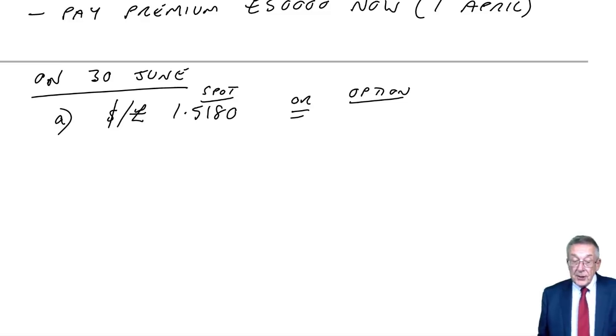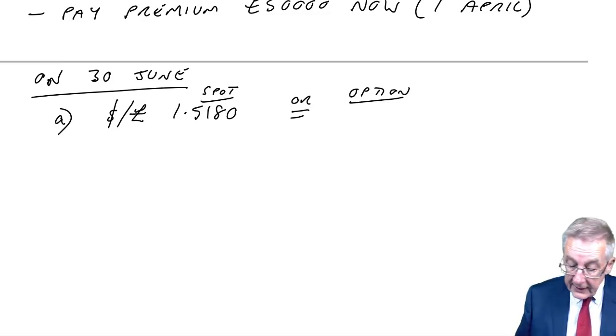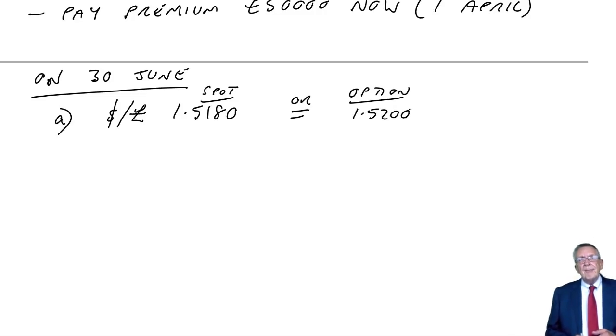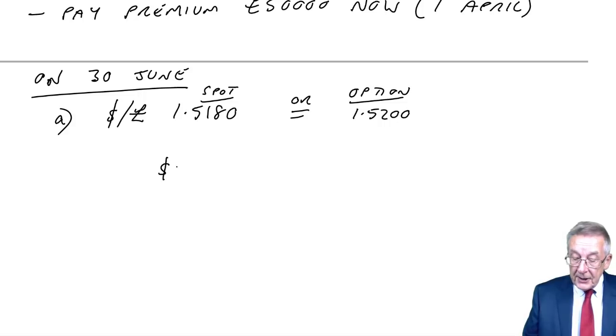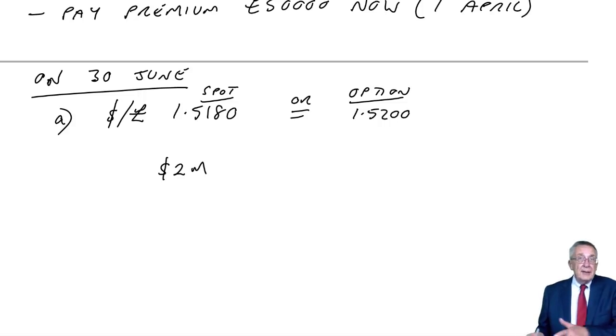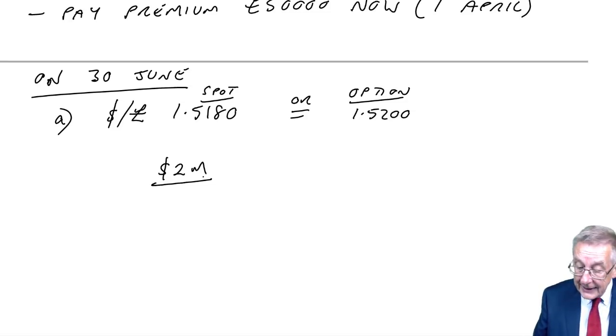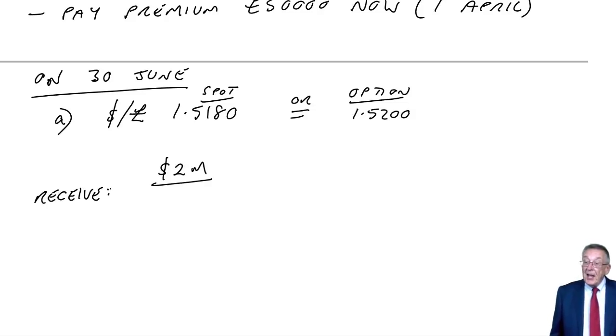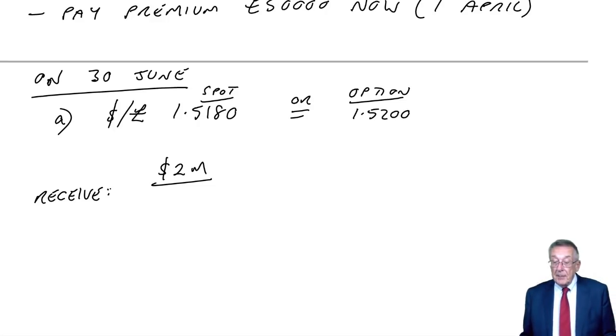And the exercise price on the option was what? 1.52. Well, which would I prefer? Think about it for a minute. But surely when we convert, we'll take the $2 million. There are 1.5 something dollars to the pound, and so we'll divide. Which would you rather do? It's a receipt, remember. Would you rather divide by spot at 1.5180, or would you be better off using the option? Actually, because we're dividing, the smaller number the better.